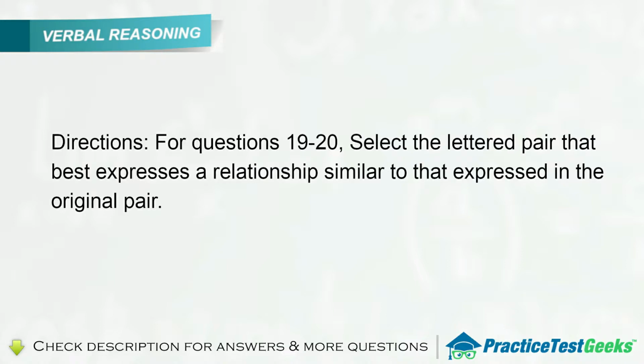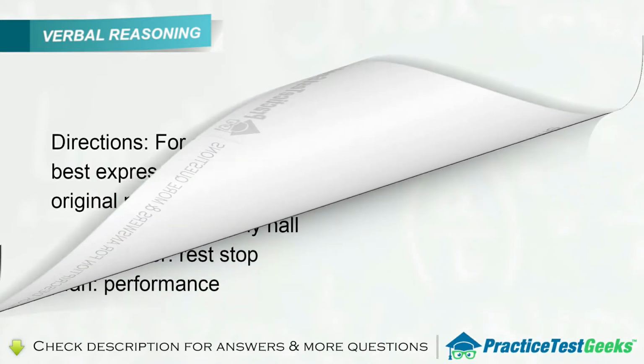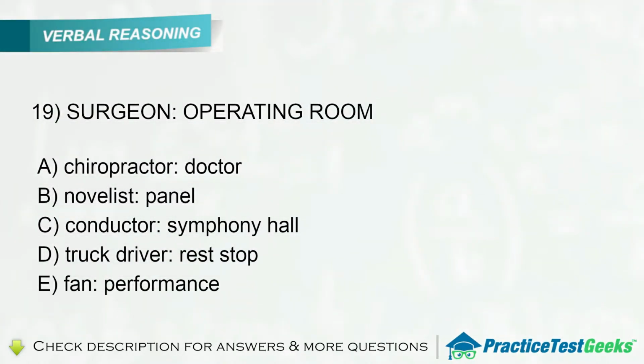Directions. For questions 19 to 20, select the lettered pair that best expresses a relationship similar to that expressed in the original pair. Question 19. Surgeon, is to operating room. A. Chiropractor, is to doctor. B. Novelist, is to panel. C. Conductor, is to symphony hall. D. Truck driver, is to rest stop. E. Fan, is to performance.